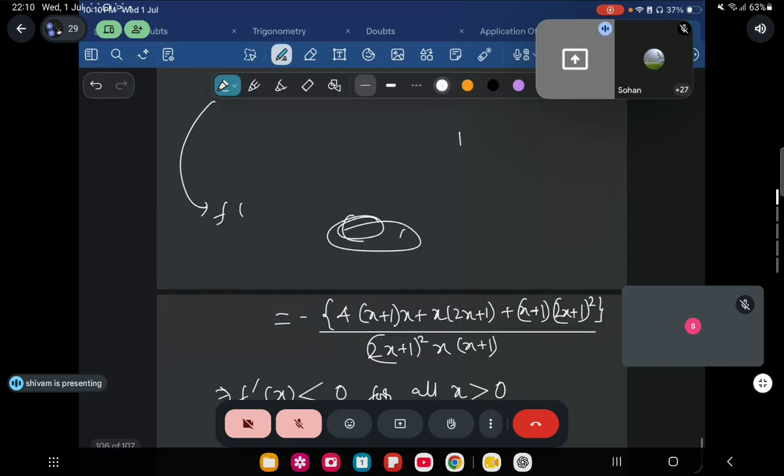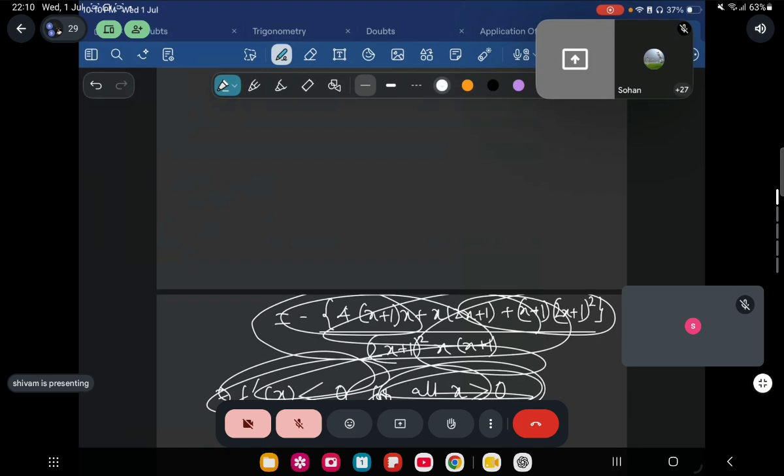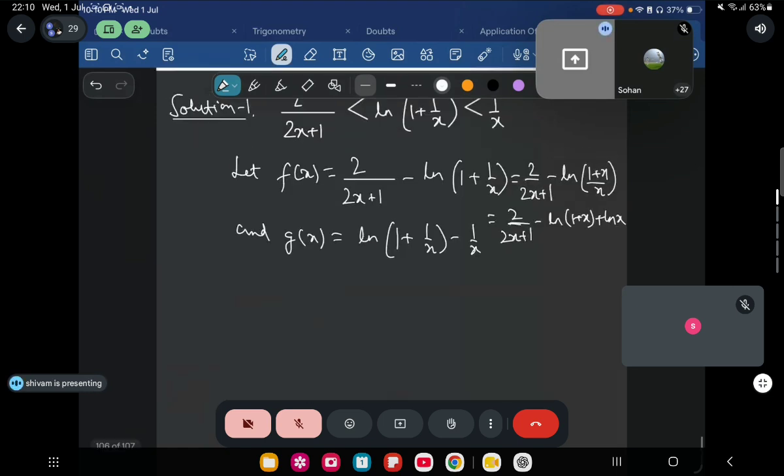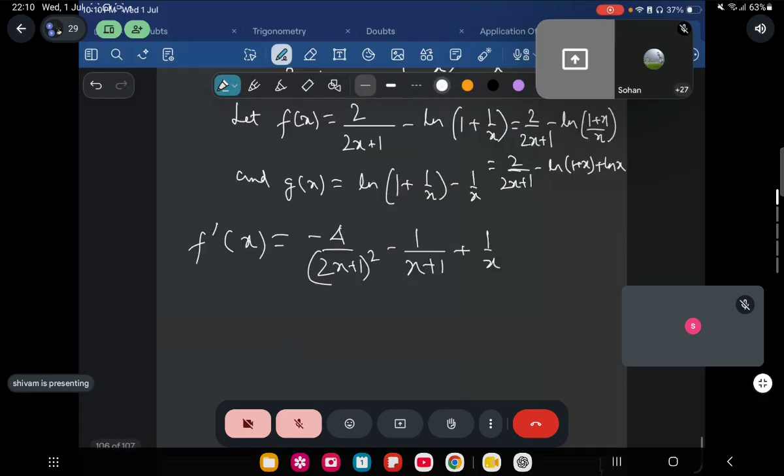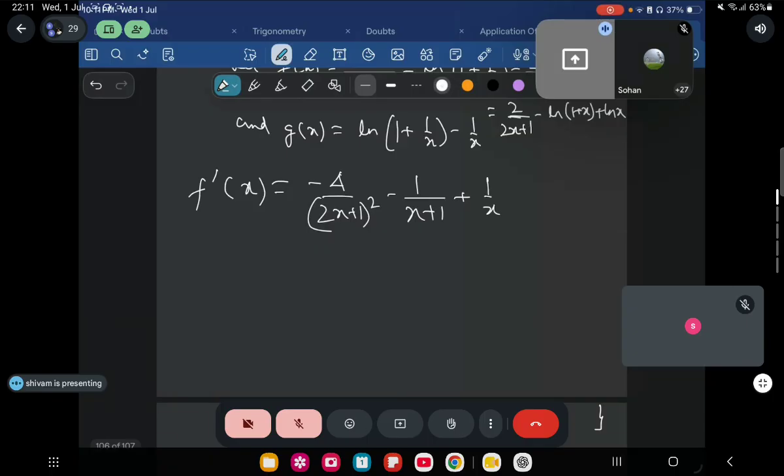Let us start differentiating once again. Okay, so what will be f dash x? F dash x will be equal to 2 by 2x plus 1, so minus 4 by 2x plus 1 whole square, minus 1 by x plus 1. D by dx of ln x will become plus 1 by x.